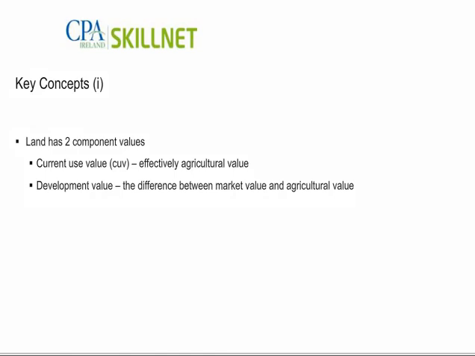If you just look at the two values, land has a current use value, which is effectively the agricultural value, and a development value, which is the add-on, the difference between market value and agricultural value. So an acre in Dublin could have an agricultural value of 5,000, but it could have a development value of a few million. That's why Revenue brought in rules some time ago dealing with how to handle development land. The key thing they wanted to catch was that they didn't want to give indexation relief on development value.